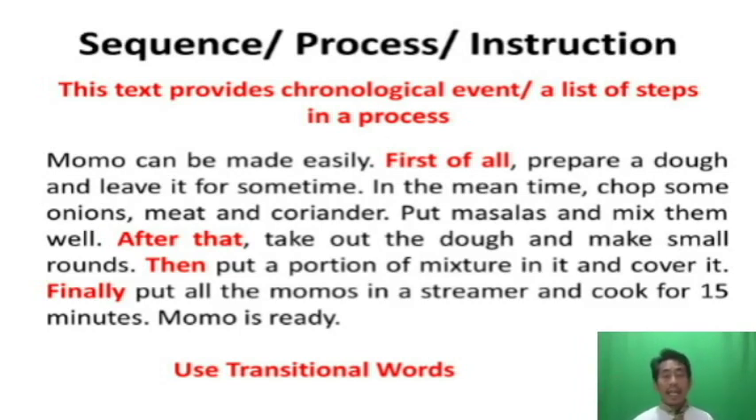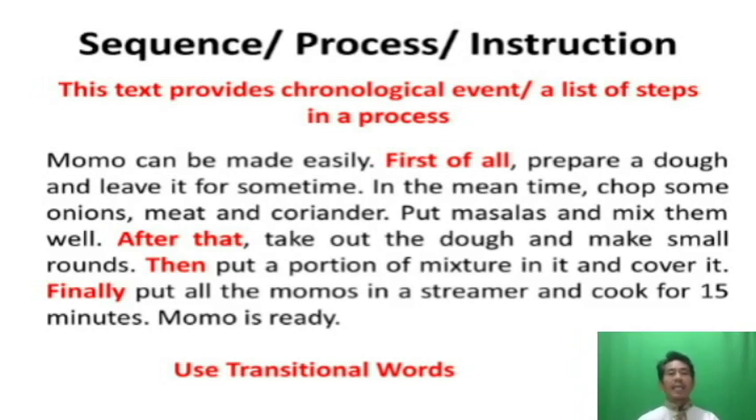Let us take an example. I have here one small paragraph. If you look for paragraphs on the internet, you will find more examples. Now this is the example. Momo can be made easily. First of all, prepare a dough and leave it for some time. In the meantime, chop some onions, meat, and coriander. Put masalas and mix it well.